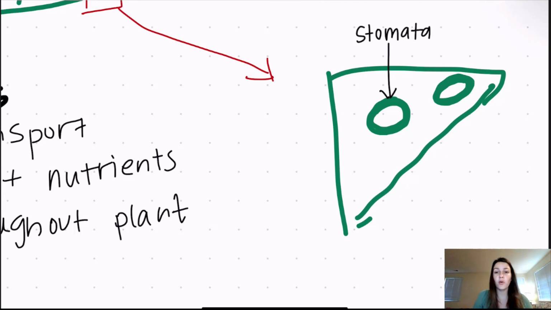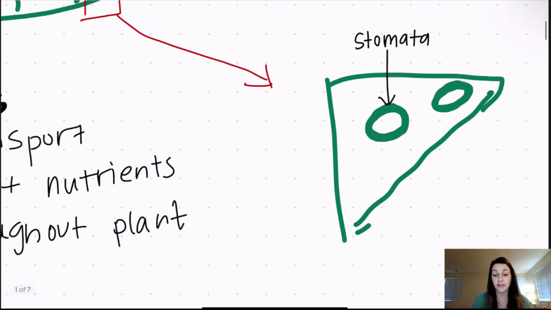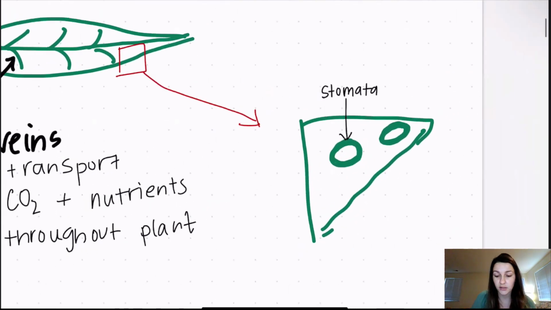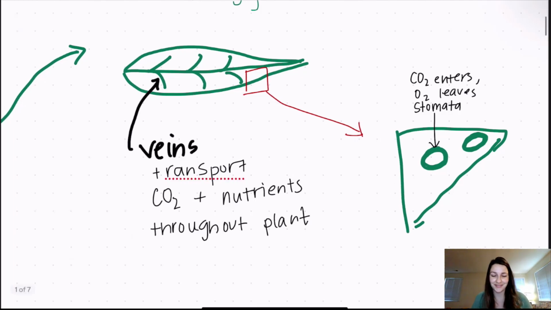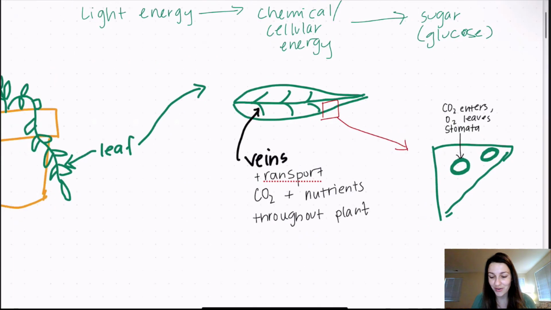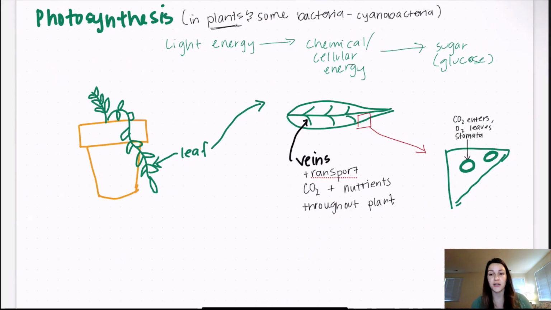Stomata. Those are pores that allow for gas to come in and to leave. So stomata, that's where CO2 enters the plant, and that's where oxygen leaves the plant. Not leaves, it leaves the leaves. Anyways, so carbon dioxide enters and oxygen leaves at the stomata, and the stomata can open and close as needed.